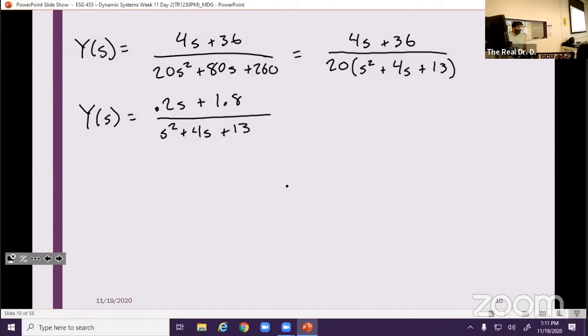Why would you want to do that? Well, remember what the standard form for a second order equation is: s squared plus 2 zeta omega n s plus omega n squared. So this is in standard form for us. There are advantages to having it in standard form, because you can tell a bit about the system response if you want to. But we're just going to find the roots right now. So what are the roots here?